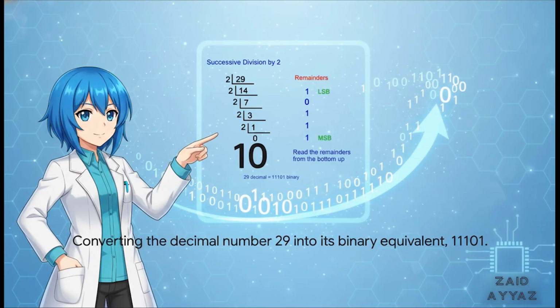And here's what that looks like. We start with 29, divided by 2, and we get 14 with a remainder of 1. Then we just keep going, all the way until our result is 0. Now, listen up, because here's the trick. You read those remainders from the bottom up. So for 29, that gives us 11101.